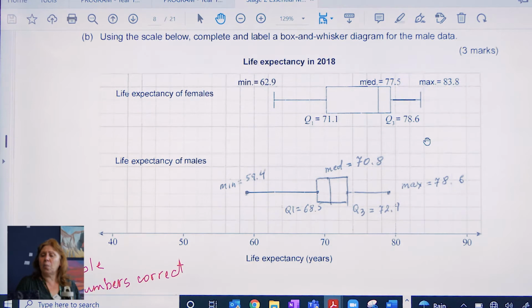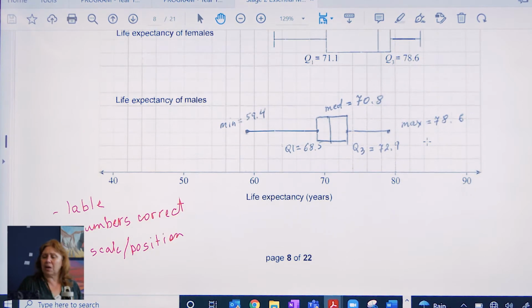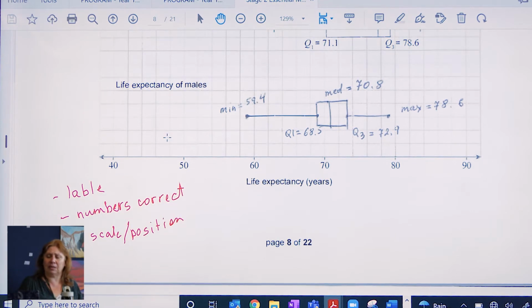Then with box plots, there are 3 marks for that. 1 is for the labeling. 1, they put those numbers correct because they need to calculate to know those numbers. And 1 is for scale and position. So it's not just drawing the box and whisker plot somewhere and saying the numbers are correct, but the scale and position using this number line is wrong. So this is how we allocate those 3 marks.